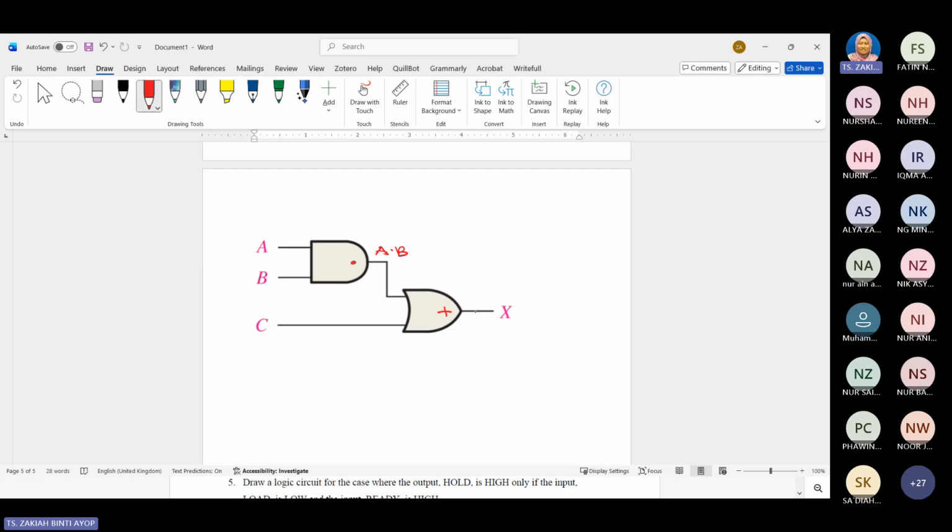After that, combine again with another gate. Because this gate is OR, you need to combine it using OR logic. Here, this is the AND. So you can just write equals, then AB with the silent AND, and then plus C, like that. Now, if you don't understand, you tell me and I can repeat it back to you.